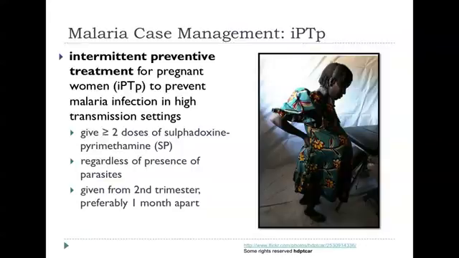Another important aspect of case management is the so-called intermittent preventive treatment for pregnant women. Again, in the malariologist jargon, this is called IPTP. In high transmission settings, pregnant women are given 2 doses of sulfadoxine-pyrimethamine. They don't have to have malaria, they don't have to be shown to have malaria, they just get given this prophylactically from the 2nd trimester onwards, preferably 1 month apart. And the idea is to dampen down the parasite load and prevent the bad sequelae of infection of the placenta, loss of the pregnancy, or damage to the infant such that the infant is very ill at birth.